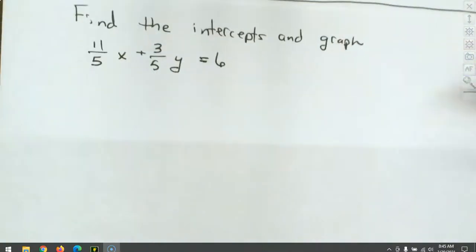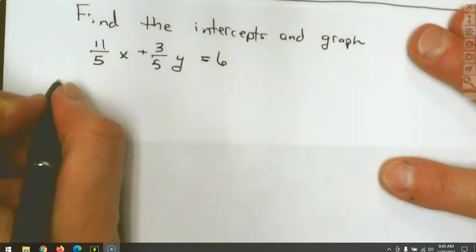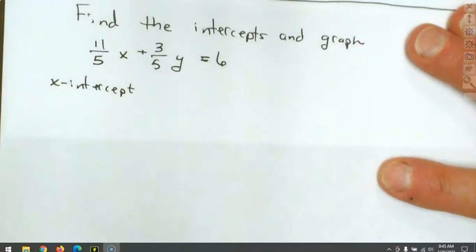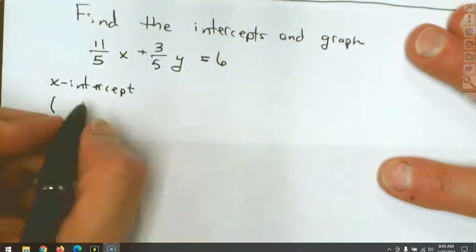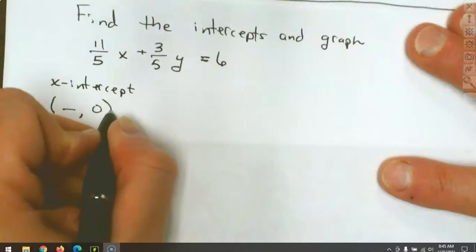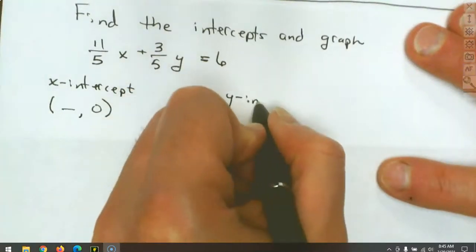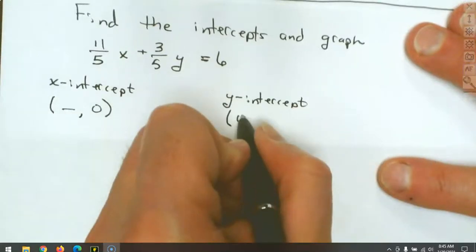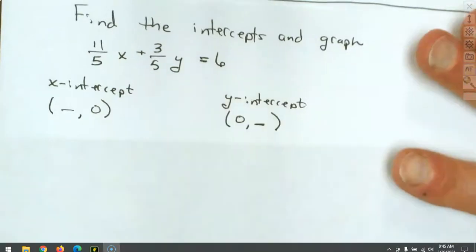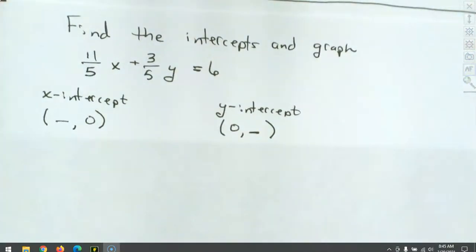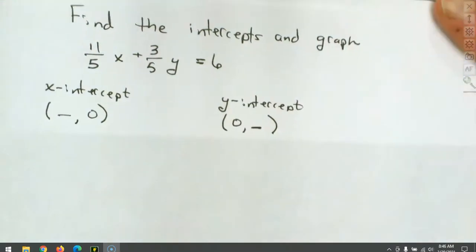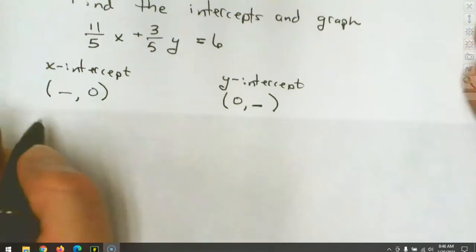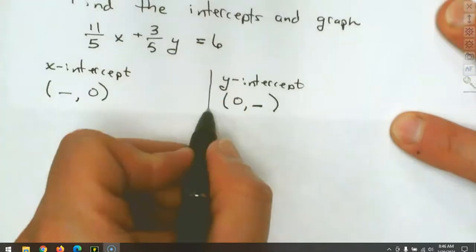Now, what do our intercepts look like? Well, let's start with the x-intercept. The x-intercept, remember how these work, the x-intercept is blank, comma, 0, and the y-intercept is 0, comma, blank. Now, we need to fill in the blanks for each of these. So we'll have an x-intercept, and we'll have a y-intercept. So let's start with our first one here. We'll do the x-intercept first.